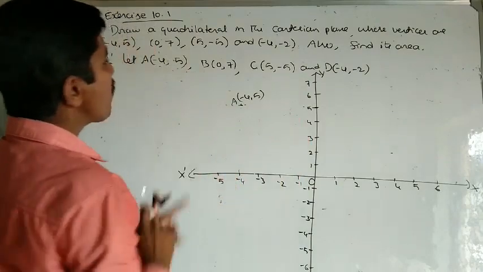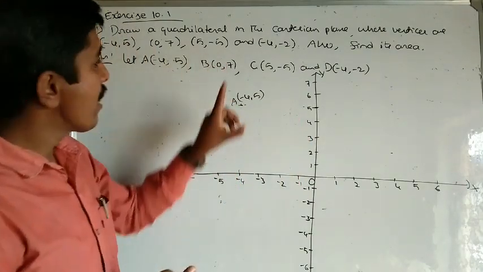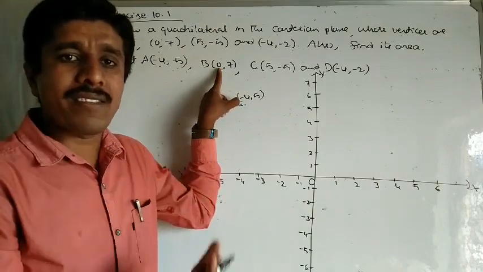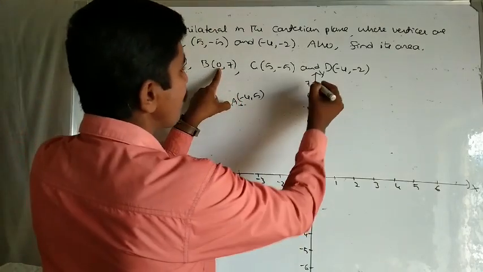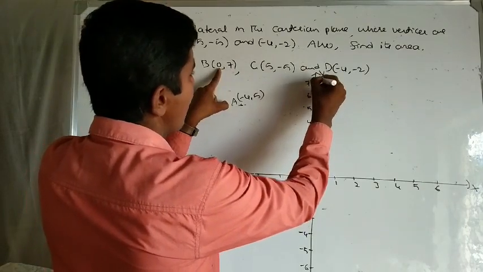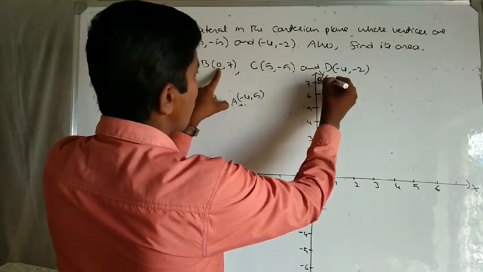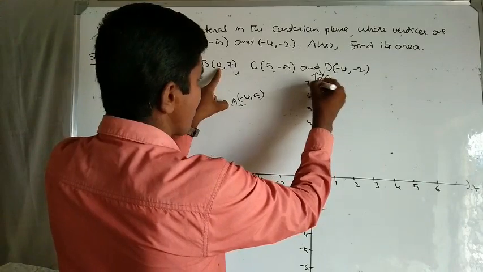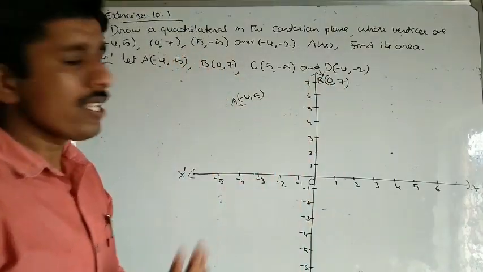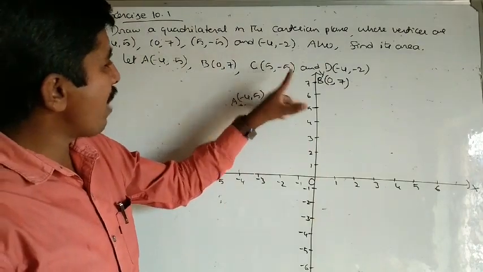Now the second point, B point, coordinates (0, 7). Here the x coordinate value is 0, which means clearly this point lies on the y-axis, and the y coordinate value is 7. Here I am taking the B point: x coordinate value 0, y coordinate value 7, on the y-axis. Finish.